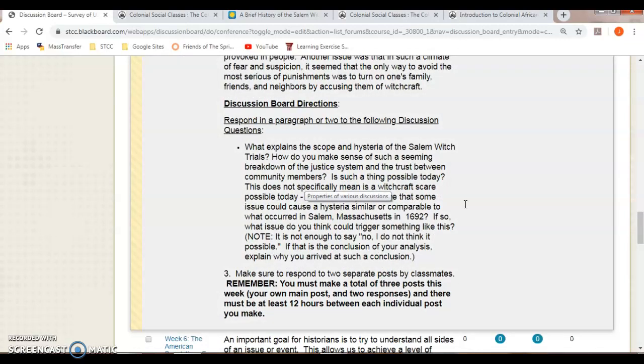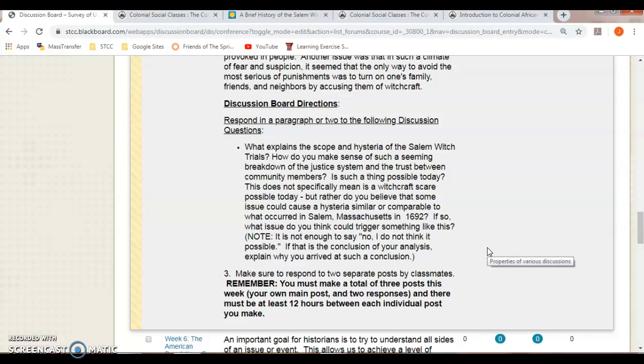What I want you to focus on is the idea of whether something like this could happen again. Not witches, but a mass hysteria where people just start scapegoating, going after everybody. I want you to think about what could occur, what could make this happen again? Has something like this happened again? Are there any examples you could point to?